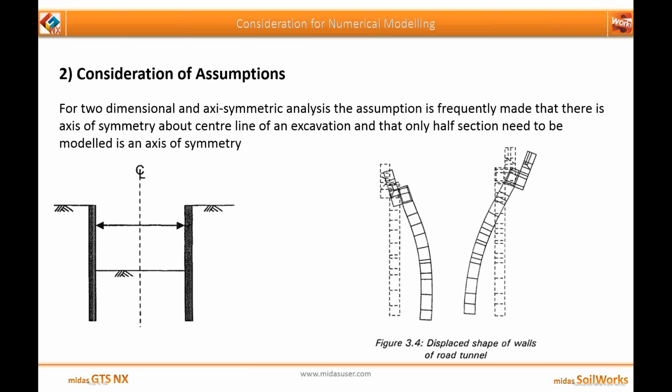So second is the consideration of assumptions. For two-dimensional and axisymmetric analysis, the assumption is frequently made that there is an axis of symmetry about the center line of an excavation, as shown in the figure, and that only half the section needs to be modeled. But as you can see in the right hand figure, there doesn't exist any axis of symmetry. The right hand wall is taller than the left hand wall, and hence we cannot go for the assumption of an axis of symmetry.